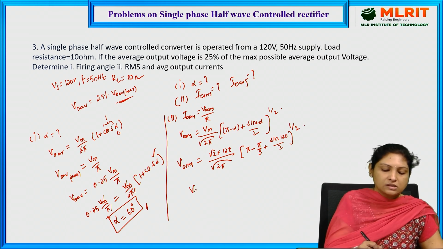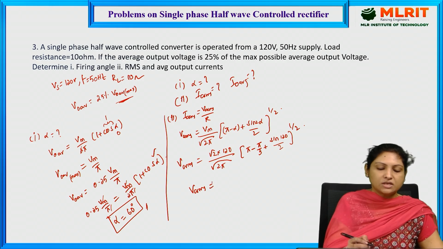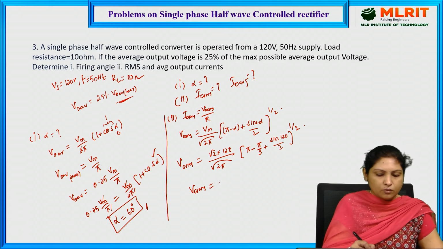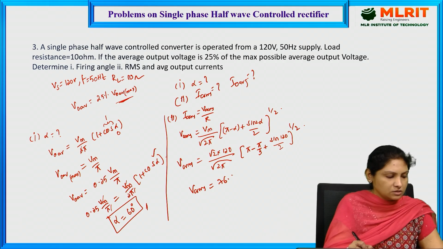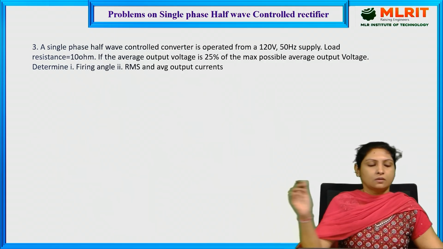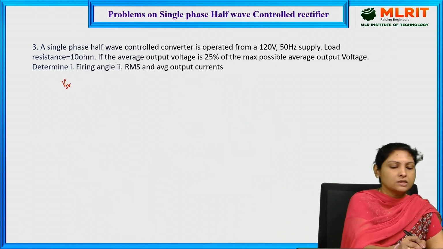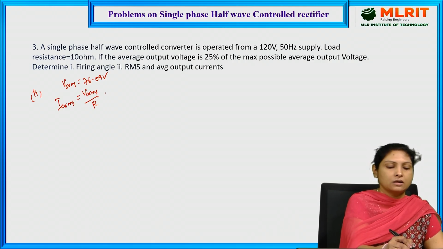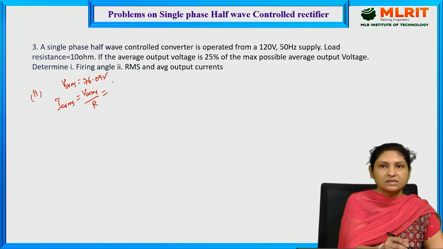If we resolve the above equation, we get V naught RMS as 76.09 volts. In that case, we need to find I naught RMS, where I naught RMS is equal to V naught RMS by R, where the R value is given as 10.